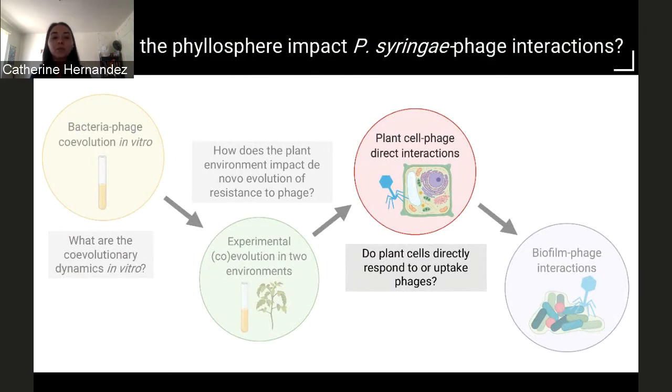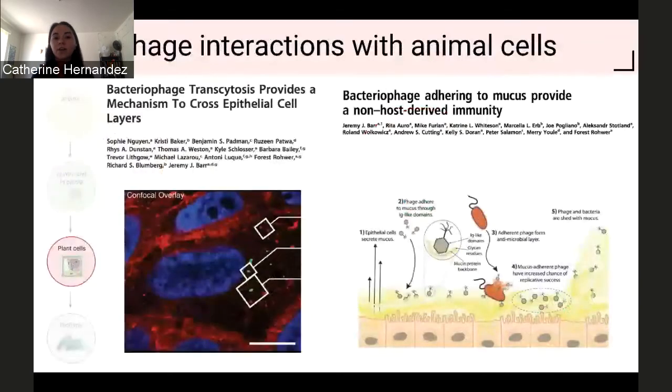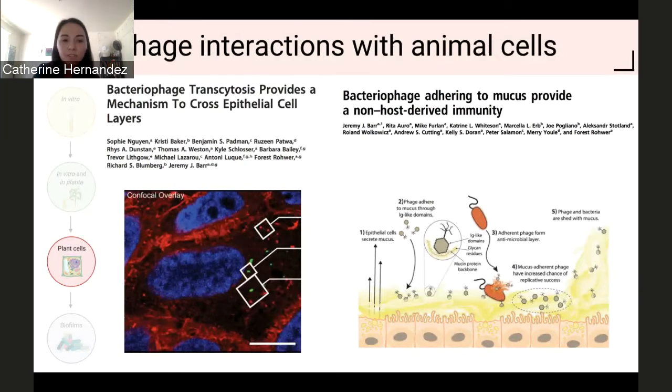And so this work was really inspired by work that was done in animal cell systems, associated with Jeremy Barr, who's at Monash University in Australia. And so this left project was looking at the crossing of bacteriophages through animal cell layers. And so they can preferentially move in a certain direction. And you can also find them localizing within these animal cells. So this is the outline of the cell in red, DNA in blue, and these are phages stained in green.